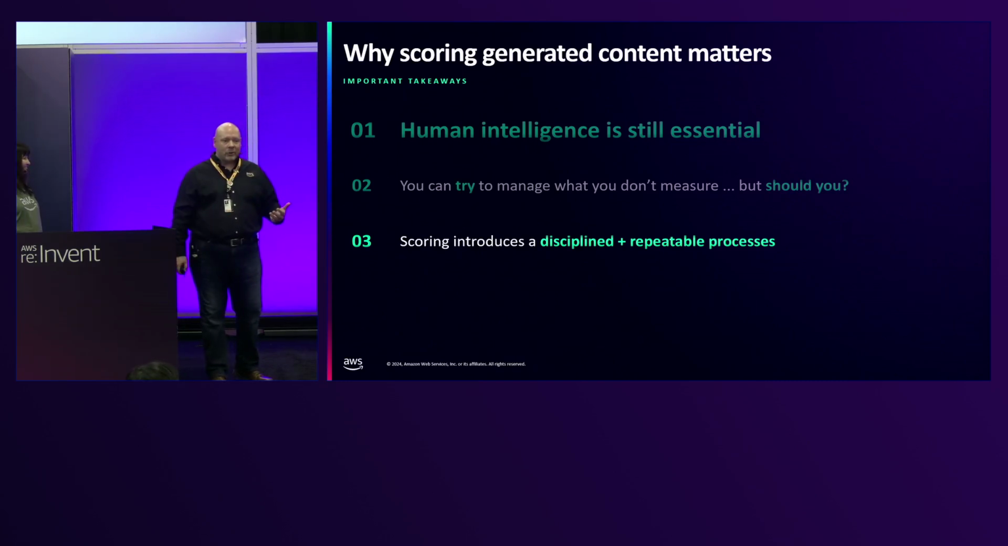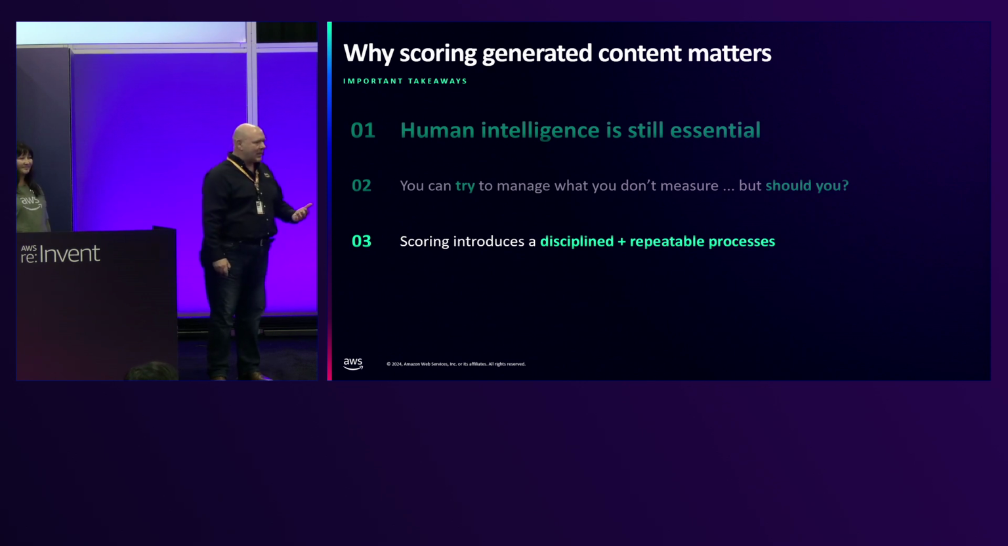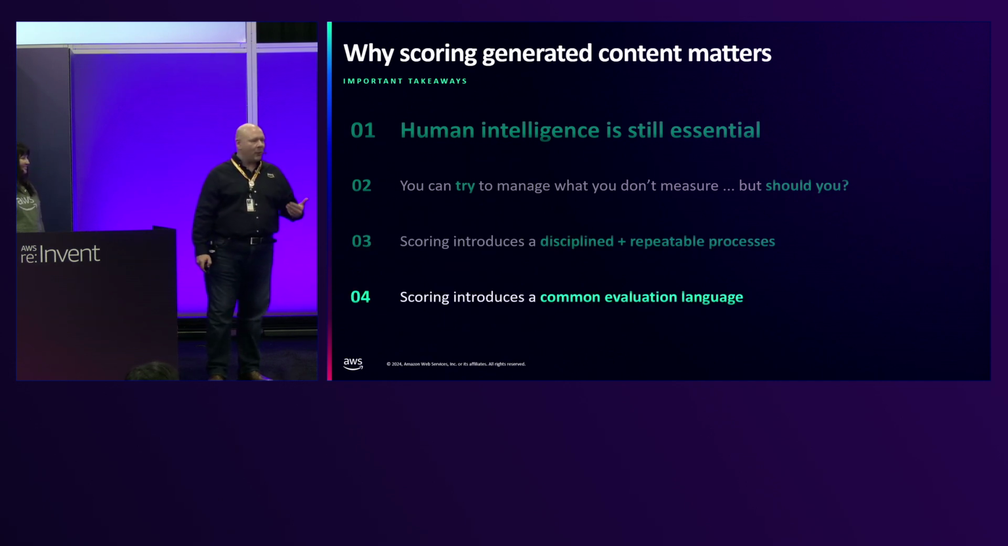Scoring itself introduces discipline and a repeatable process, and that in and of itself is a win. That is also something that really helps you deal with that non-deterministic nature of generative AI. Building that repeatable process helps you create repeatable results over time. And the last bit too is really just kind of coming back to that human factor.